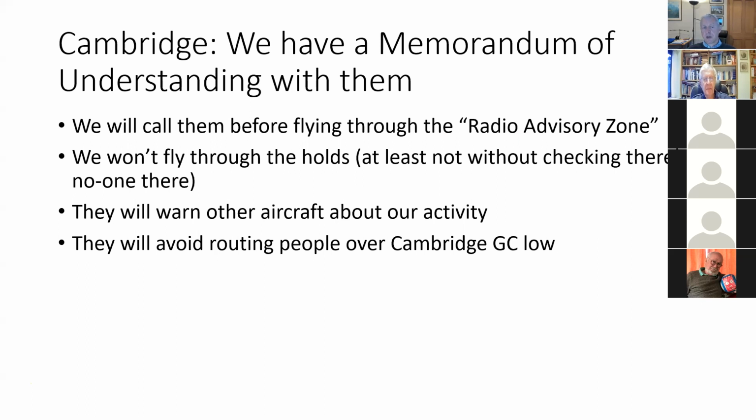On their part, they're going to warn other aircraft about our activity, which they do quite well. We give them a call in the morning, tell them we're flying, how active we are. They put that on their ATIS, which is the broadcast they make about the weather and other conditions at the airfield. And they try quite hard to avoid routing people over Cambridge Gliding Club low. If I fly the Mooney, I've got a share in out of Cambridge, and I'm coming somewhere near Gransden, they're very good at saying, beware, Gransden is active. So this works pretty well for us.